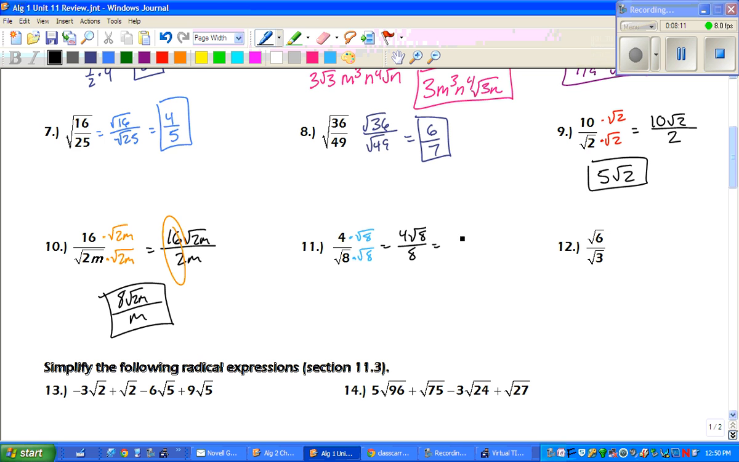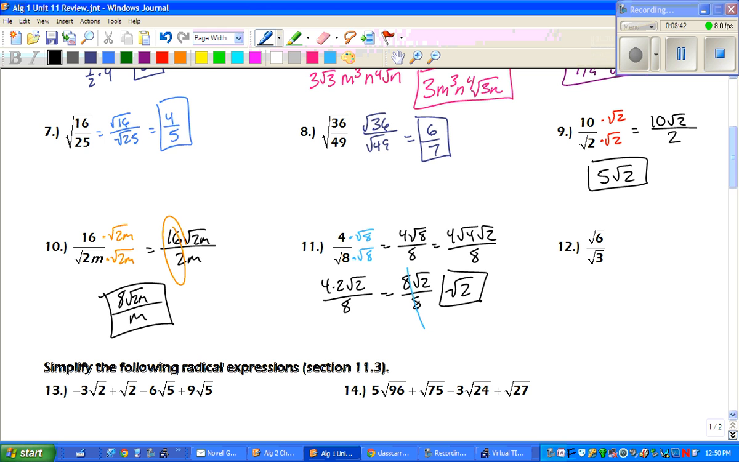Okay? So we need to break down the square root of 8, which is 4 and 2. The square root of 4 is 2. 4 times 2 is 8. And now we can reduce, okay? The 8's cancel out, and you're left with root 2.